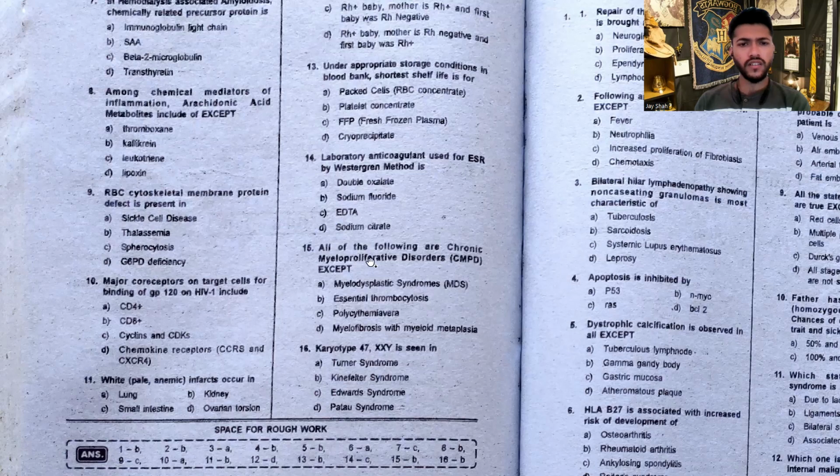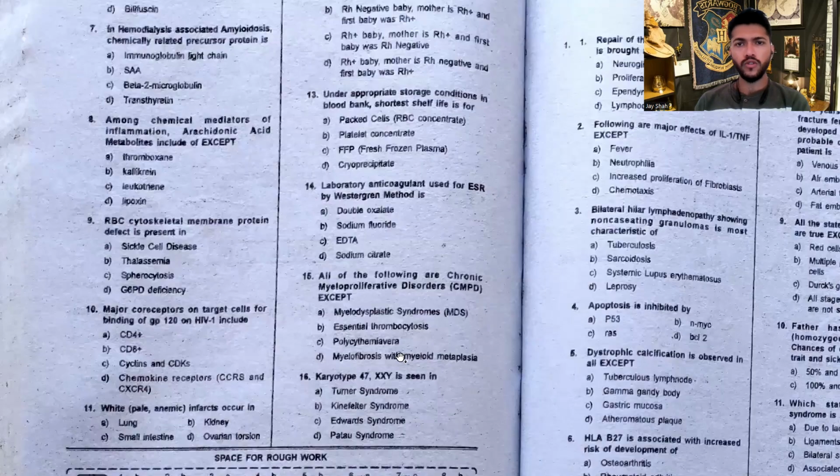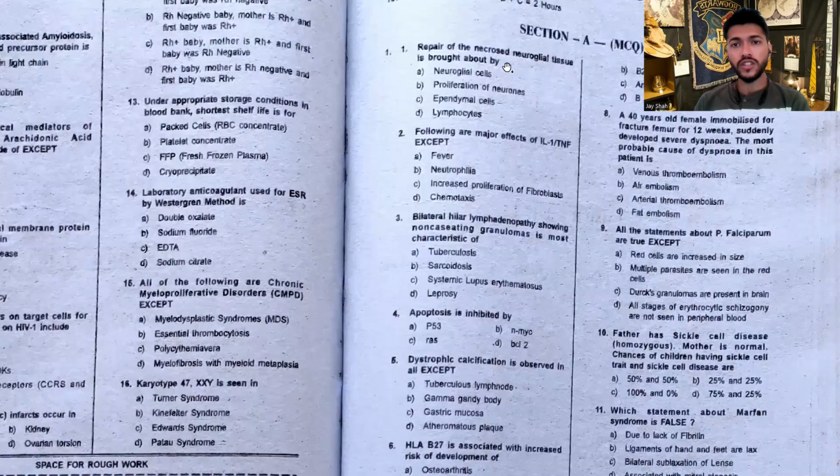All of the following are CMPDs, which is chronic myeloproliferative disorders, except? Essential thrombocytosis is not myeloproliferative. All of them, polycythemia vera, myelofibrosis, MDS, myelodysplastic syndrome, these are myeloproliferative. Essential thrombocytosis is not. Karyotype 47 XXY, Klinefelter syndrome. No brainer.